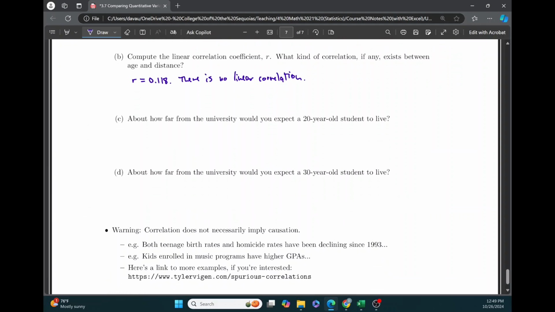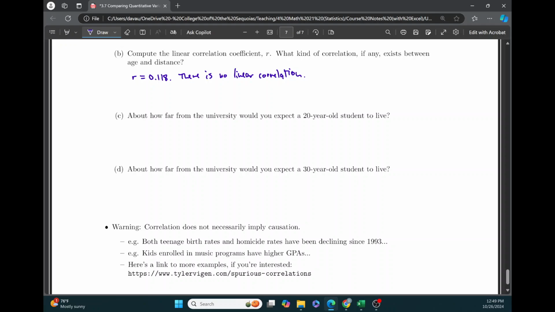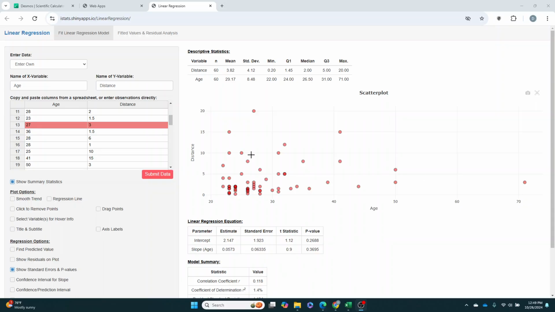So then part C asks, about how far from the university would you expect a 20-year-old student to live? And because there's no linear correlation, we're not going to use the regression line to make that prediction, because there is no linear correlation. So it doesn't make sense to use the regression line to make that prediction. The best we can do is to just say, well, we expect a 20-year-old to live the average distance from the university, right? 3.82. And then part D is going to ask, how far would you expect a 30-year-old student to live? And we'd say the same thing. We expect them to live the average distance from the university, 3.82 miles. So let's write those down.